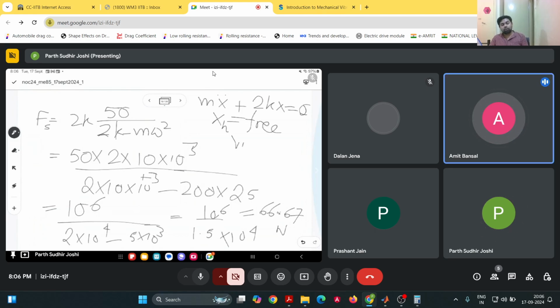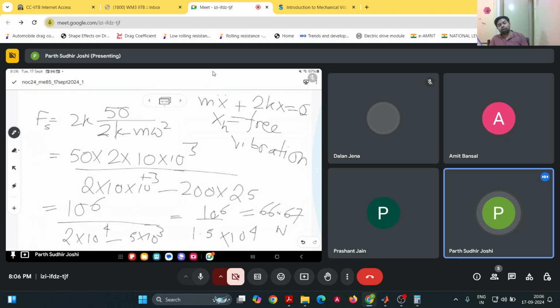Sir, don't we call it XP, sir? XP is the particular solution which follows the excitation. If you want to go with some other notation, XP or some X something, whatever, that is fine, but make sure that you combine them. Okay, sir. Yeah.